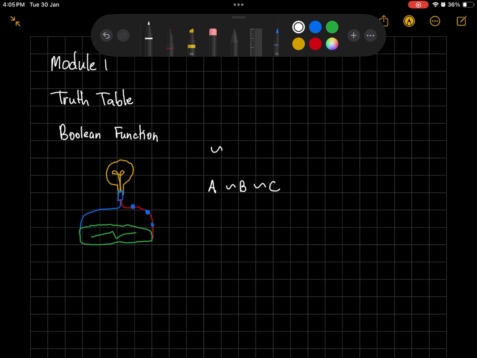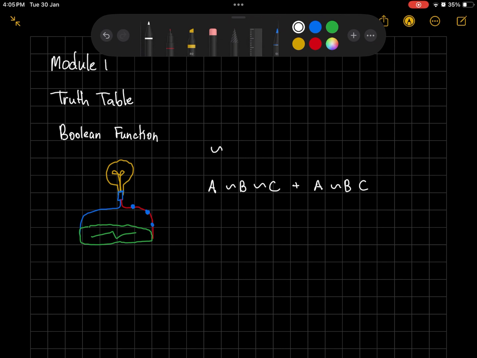Incorporating the second configuration adds C without a wiggly line, suggesting it works in this instance. Thus, we have A and a wiggly line B plus C. Finally, adding the third configuration of A, B, C without any wiggly lines gives us the complete Boolean function.